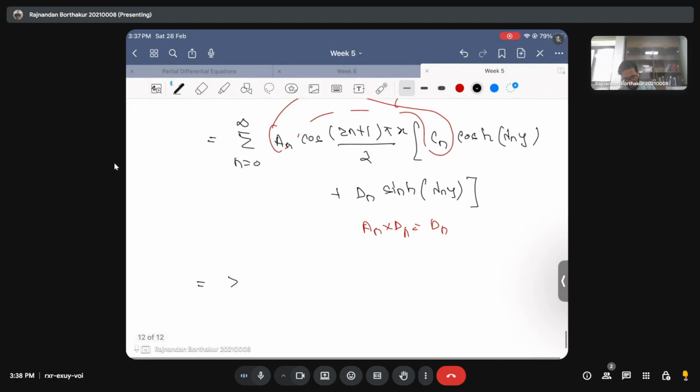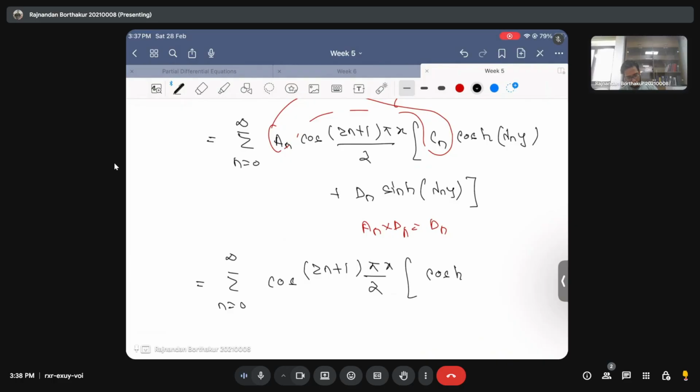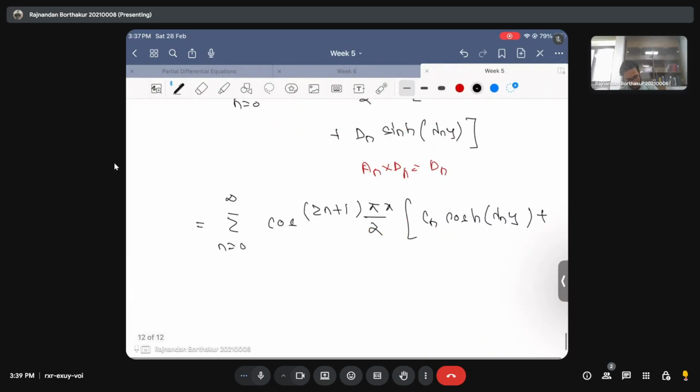So then I can write this as sum over n equal to 0 to infinity of cos of (2n plus 1) pi x by 2, and then there is going to be cn as well. So this is cn times cos hyperbolic of lambda n y plus dn times sine hyperbolic of lambda n y. All right, that's it. So this is going to be your u2 as a function of x and y.